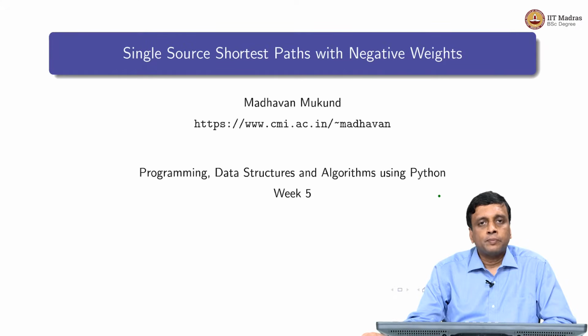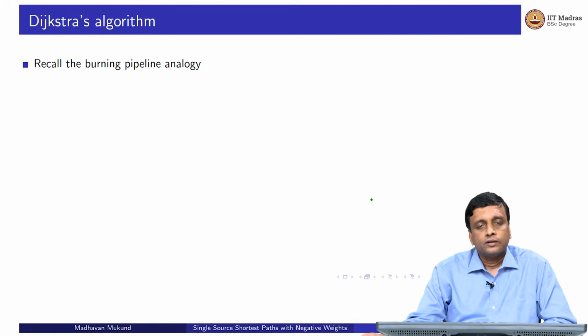So we are looking at shortest path problems on weighted graphs, and we started with the single source shortest path problem, and we looked at Dijkstra's algorithm, which works whenever there are no negative edge weights. So what happens if you do have negative edge weights? So let's look at the single source shortest path problem where there are negative weights. So let's revisit the proof of Dijkstra's algorithm and see what the problem is.